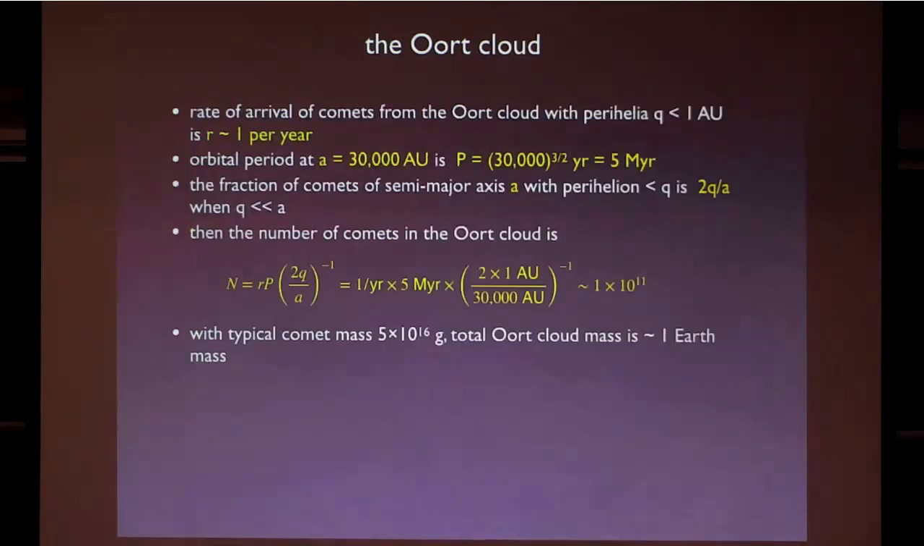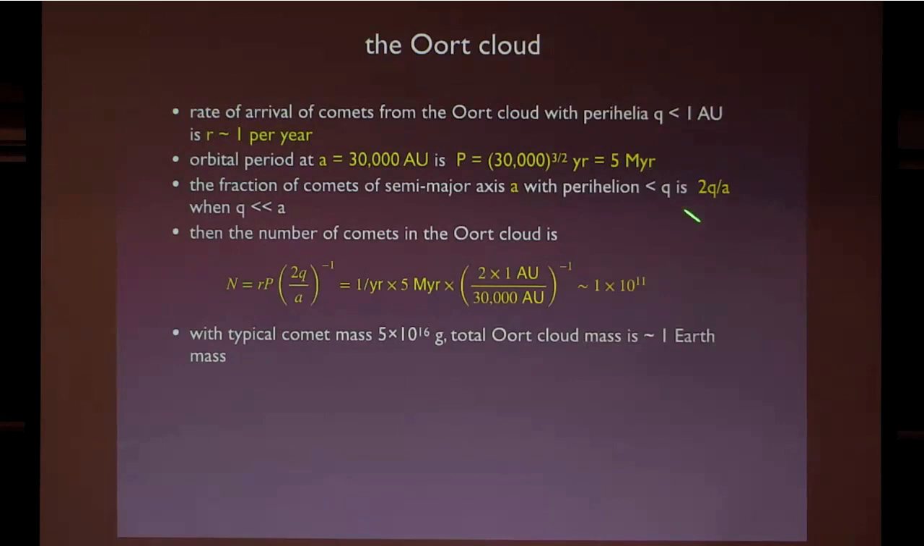Well, you can, again, do more with these arguments. And again, all these arguments are due to Oort. We know that the rate of arrival of comets from the Oort cloud inside 1 astronomical unit is about 1 per year. We know the orbital period at 30,000 astronomical units. From Kepler's law, it's about 5 million years.